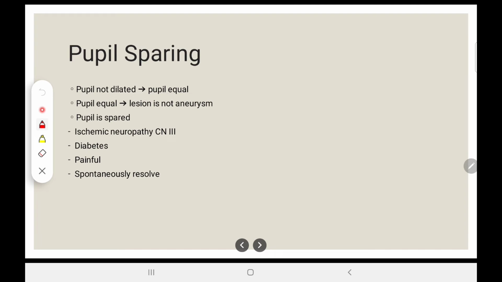What if the pupil is not dilated and the pupils are the same? It means that it is not caused by an aneurysm. It is caused by other etiologies, such as ischemic neuropathy of cranial nerve 3, diabetes, and painful, where the pupil is spared and it spontaneously resolves.